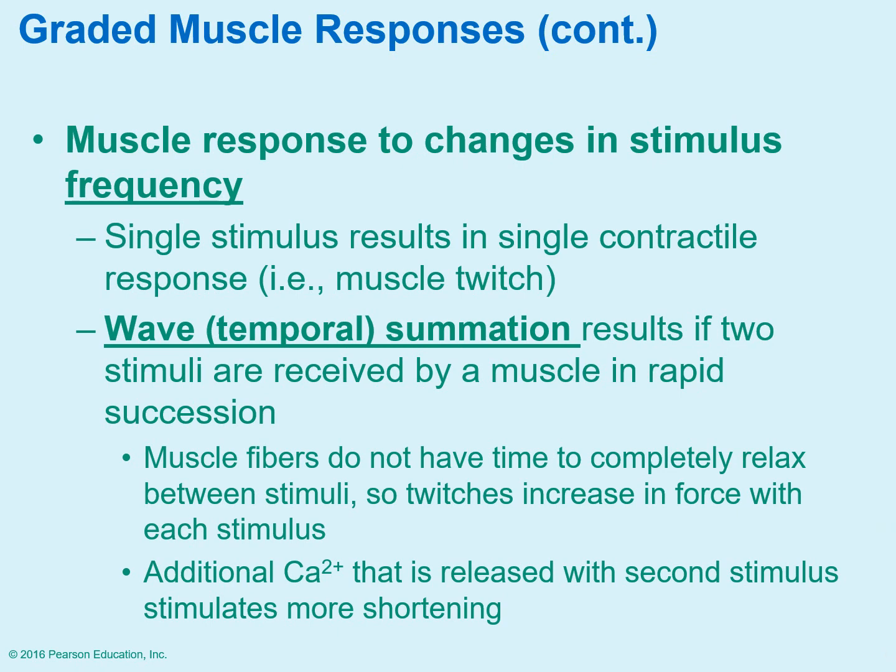Muscle response to changes in stimuli frequency. A single stimulus results in a single contractile response, just a single muscle twitch. Now, wave or temporal summation results when you have 2 stimuli received by the muscle in very rapid succession. So the muscle fibers are restoring back to that resting state. It's in that relaxation period. But it doesn't completely relax between the stimuli. So the twitches are going to increase in force with each stimulus because you've got more and more calcium.